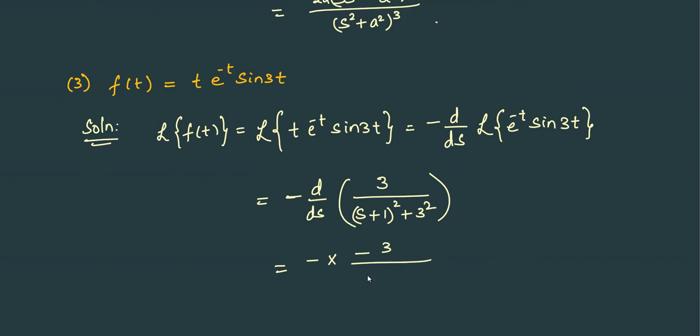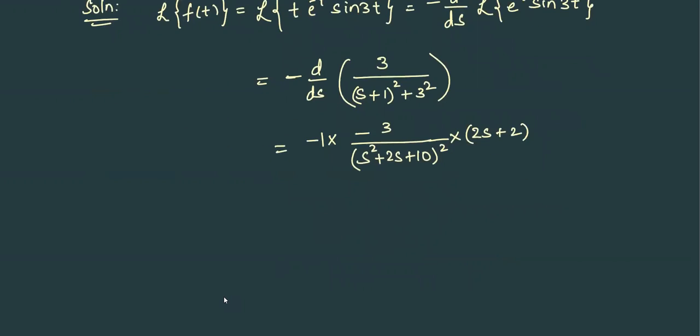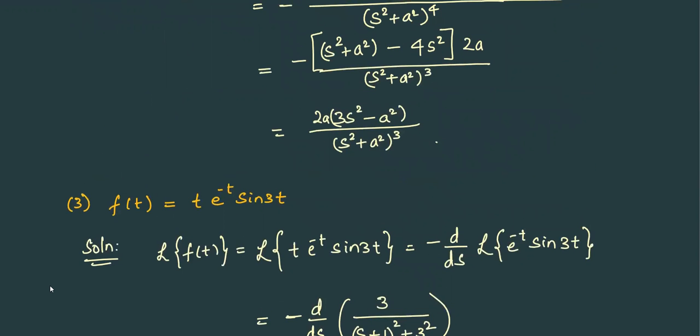times minus 3 by s square plus 2s plus 10 the whole square, times the derivative of the denominator, 2s plus 2. So minus into minus becomes plus. So we get 6 times (s plus 1) by s square plus 2s plus 10 the whole square. So this is the Laplace transform by using differentiation.